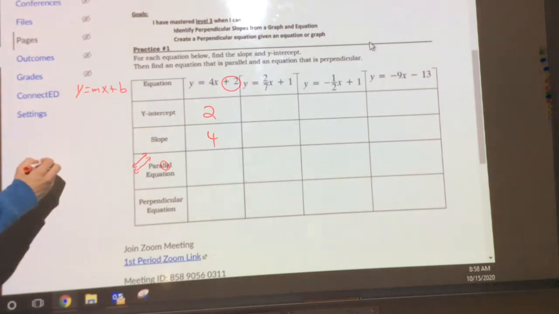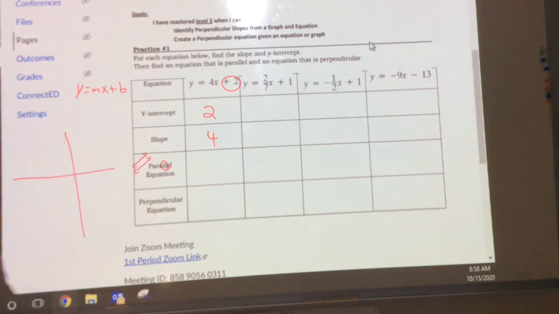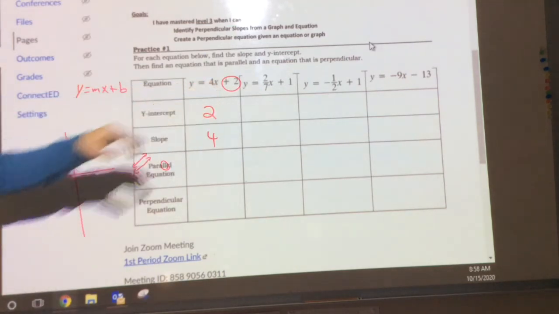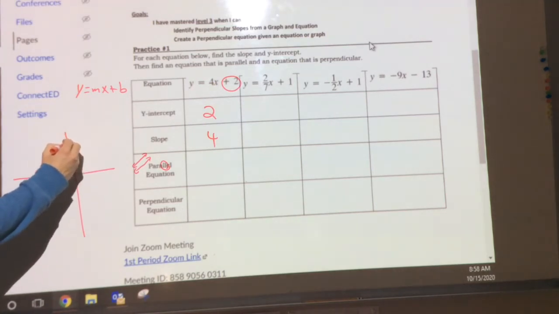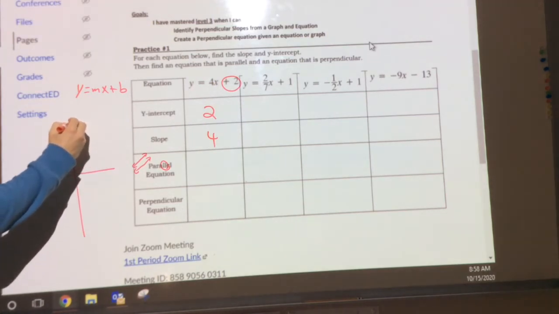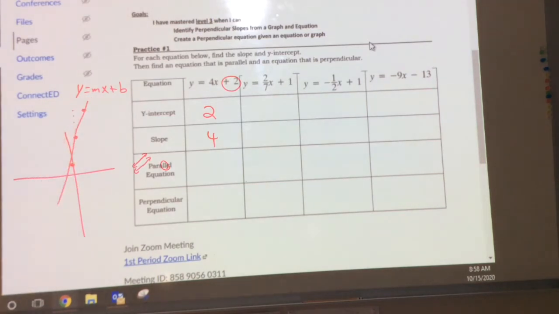Okay. I'm going to draw a coordinate plane here. I'm going to graph this line. Is everybody okay with that? So we're going to start at 2. We're going to go up 4, over 1. Up 4, over 1. Okay. Now let's think about it. If this line is parallel to this line, doesn't that mean that it has to increase at the exact same rate as the previous line?